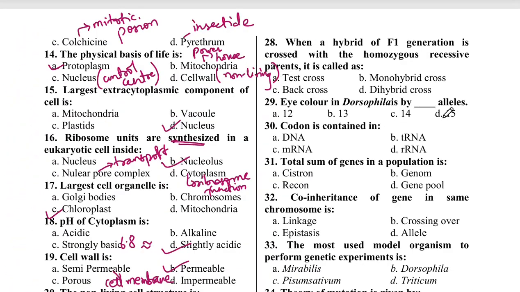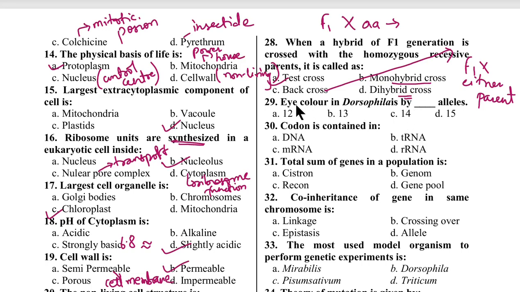Now question number 28. When a hybrid of the F1 generation is crossed with the homozygous recessive parent, then it is called obviously a test cross. In the case of a monohybrid cross, the parents differ in one trait, and in the case of a back cross, it is the cross between the F1 hybrid and either of the parents, and in the case of a dihybrid cross, it is the cross between two traits.